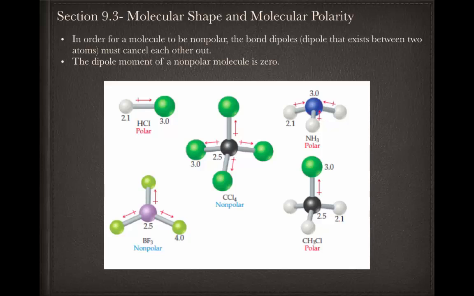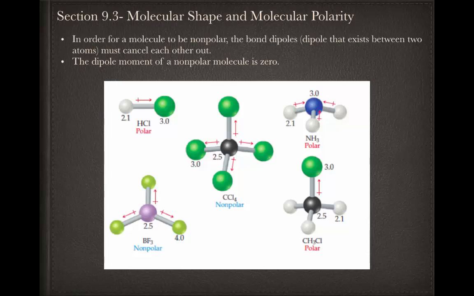We have previously discussed how to determine whether a bond is polar or nonpolar, but what we need to talk about now is incorporating the concept of bond polarity and molecular geometry in order to determine whether a molecule itself is polar or nonpolar. Now, in order for a molecule to be nonpolar, its bond dipoles, which are the dipoles that exist between the two atoms, must cancel each other out.